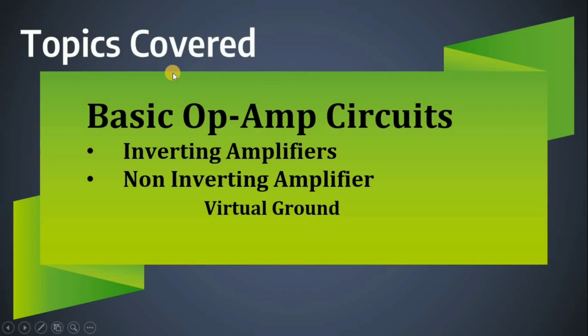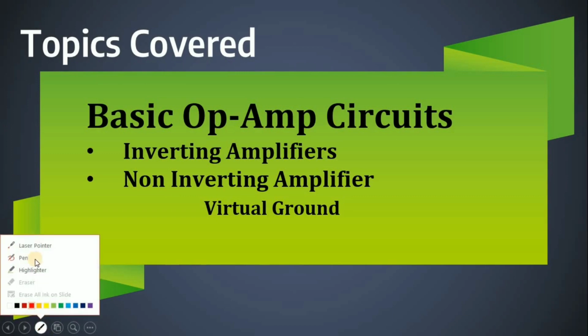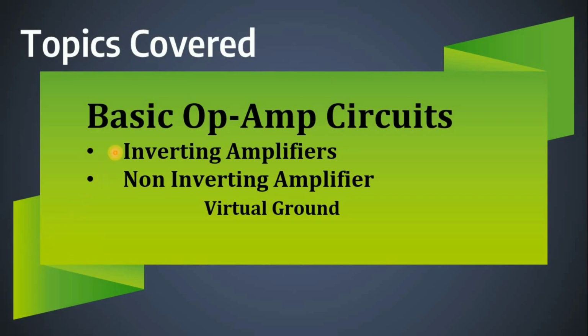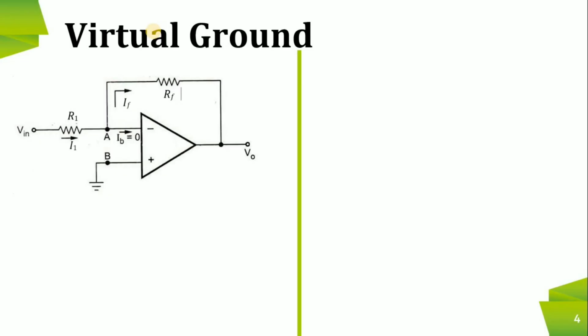I'm going to tell about basic operational amplifier circuits. In that I'm taking two important basic amplifier circuits, which are inverting amplifier and non-inverting amplifier. These are the basic operational circuits. To understand these two, I have to take up one minute topic which is called virtual ground. So what is virtual ground? First we will understand what is virtual ground, then we will move on to inverting amplifiers and non-inverting amplifiers. Coming to the concept of virtual ground, let us understand what it is.